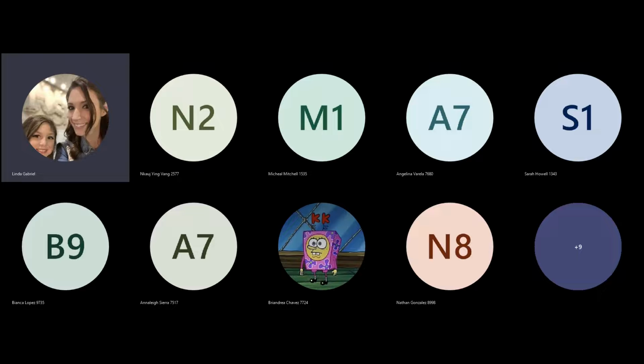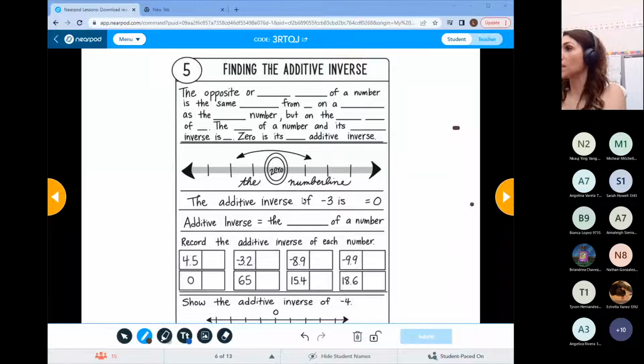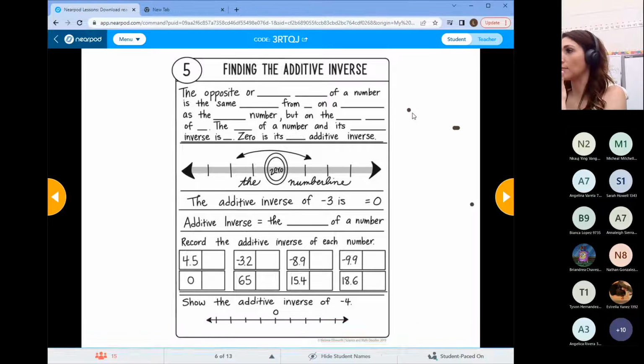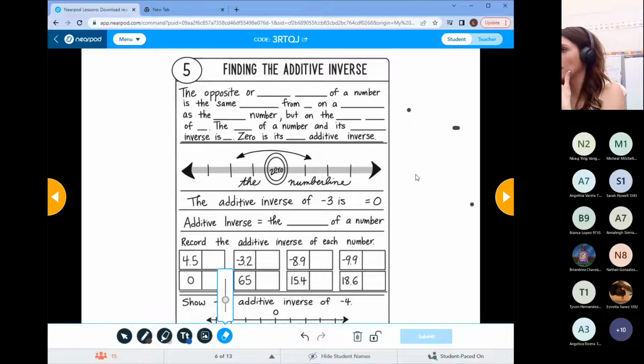Let's see, what do I have here in the chat? Yeah, it's honestly just finding the opposite. So it is pretty easy in the sense that it's finding the opposite. I'm marking all over the paper.